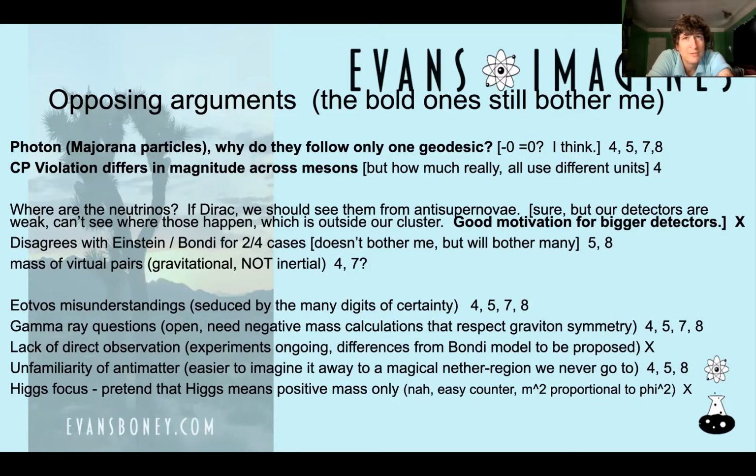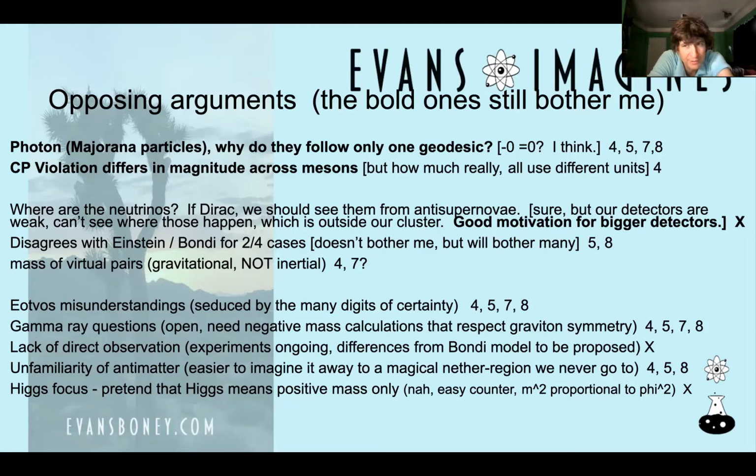So then CP violation differs in magnitude across mesons. So that's what I was telling you about. Goldman told me about that one. Where are the neutrinos? Right. So this is what I was telling you about at the beginning of the lecture.